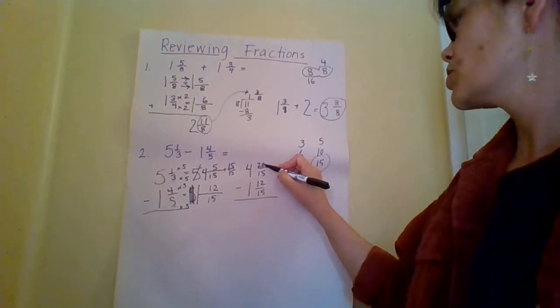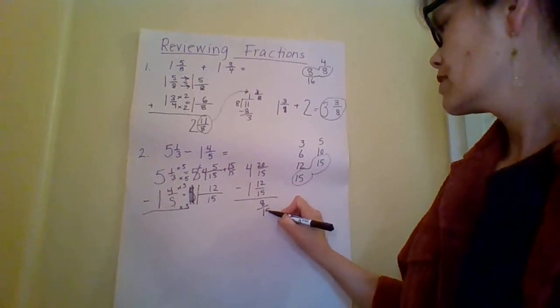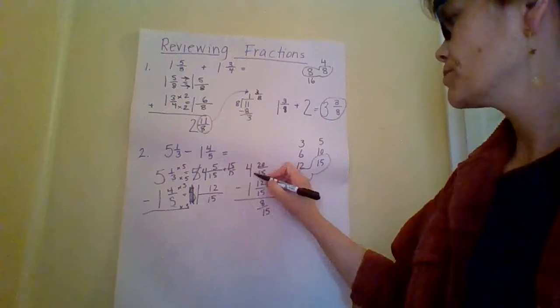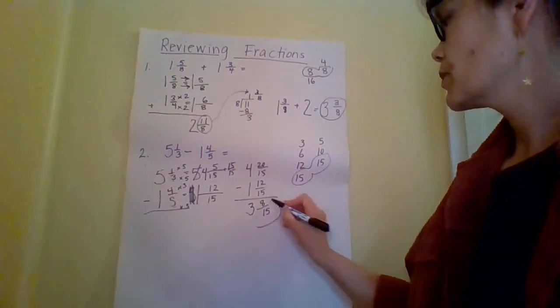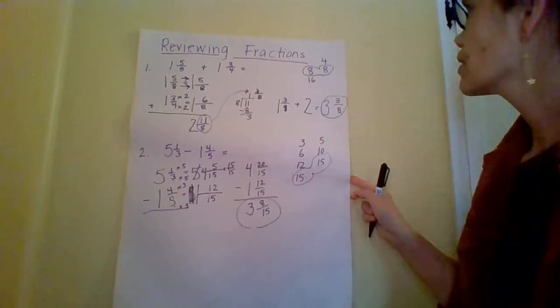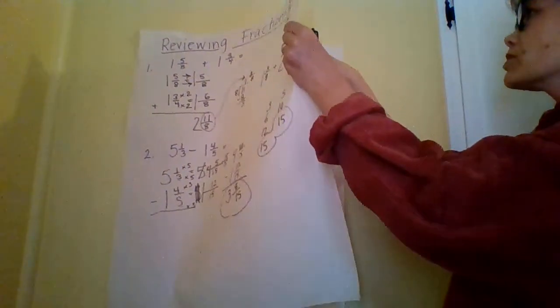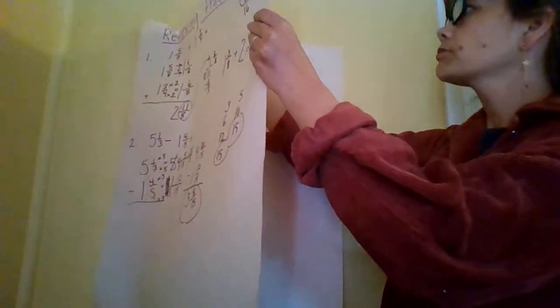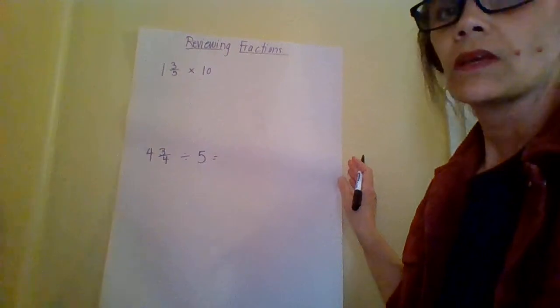So now we can just do 12 from 20 is 8. The number on the bottom stays the same. And 4 minus 1 is 3. So here we have 3 8/15. And then we have one reminder for multiplication. Oops. And one reminder for division that we still have left to do.